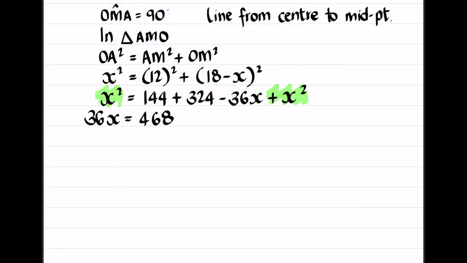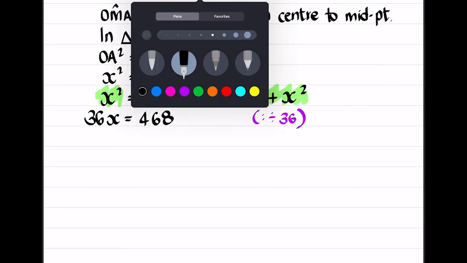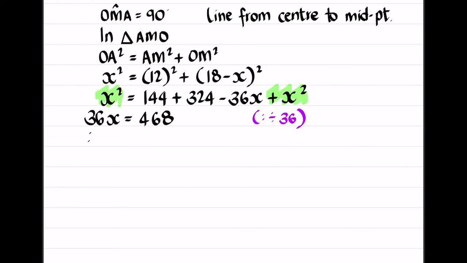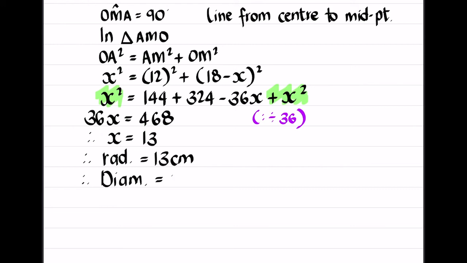So now what I'm going to do is divide both sides by 36. So 36x divided by 36 is x, equal to 468 divided by 36, which is 13. So therefore the radius, because x is the radius, is equal to 13 centimeters. The question, however, doesn't ask for the radius. The question asks for the diameter. So therefore the diameter is equal to 13 times 2, which is 26 centimeters.